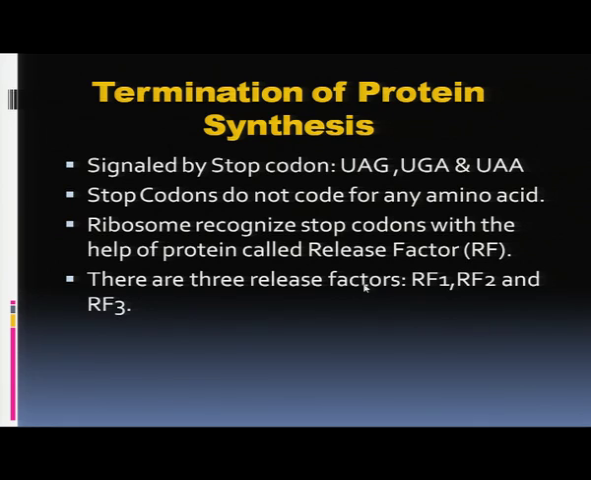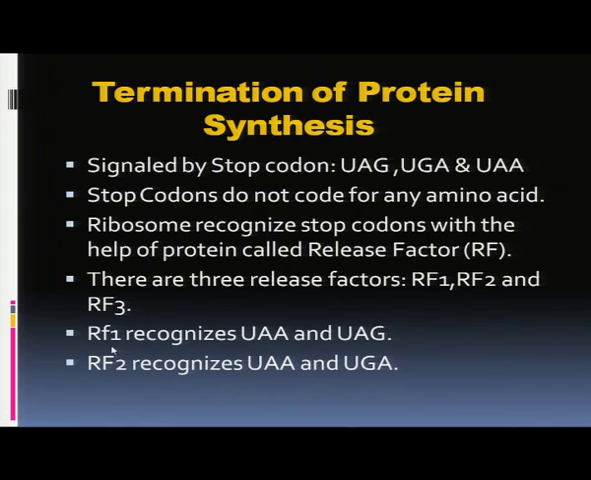There are 3 release factors in the case of prokaryotes: release factor 1, release factor 2 and release factor 3. These 3 release factors help in the termination of protein synthesis in prokaryotes. Release factor 1 recognizes UAA and UAG. This release factor 1 helps in the recognition of the UAA as well as UAG stop codons, and release factor 2 recognizes the UAA and UGA stop codons. So, recognition of a stop codon is initiated by release factor 1 and release factor 2.